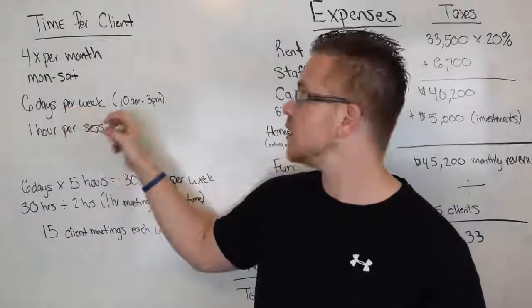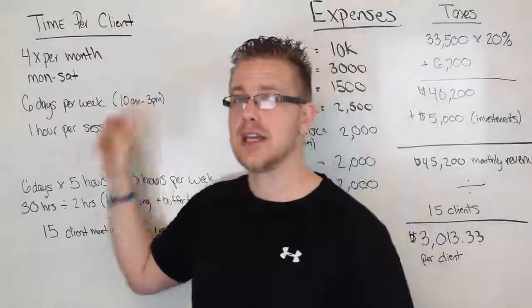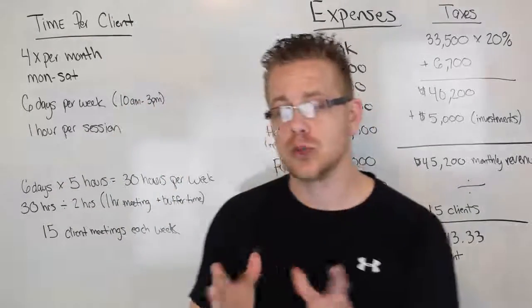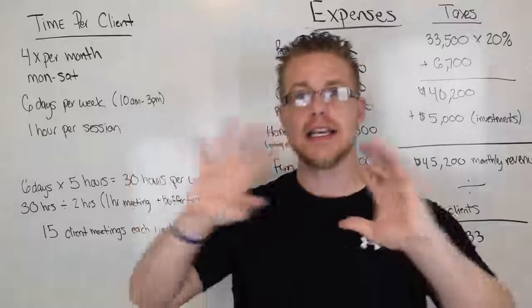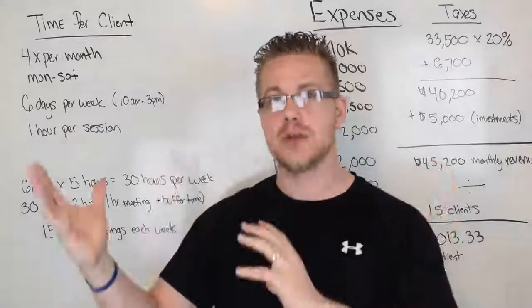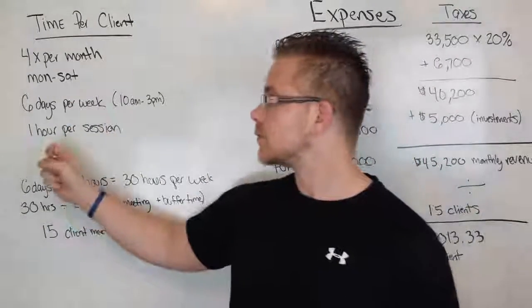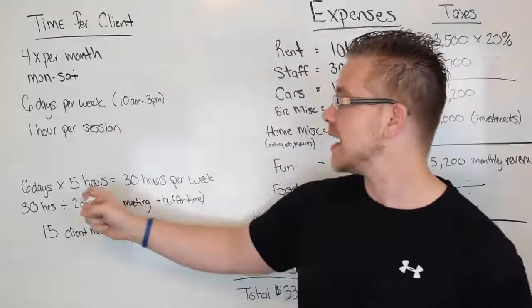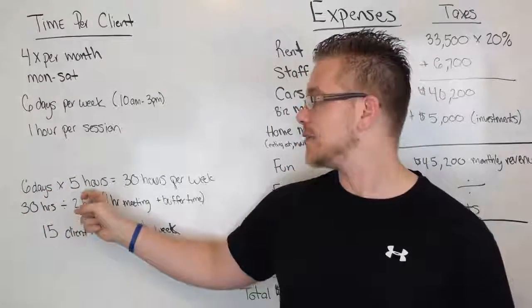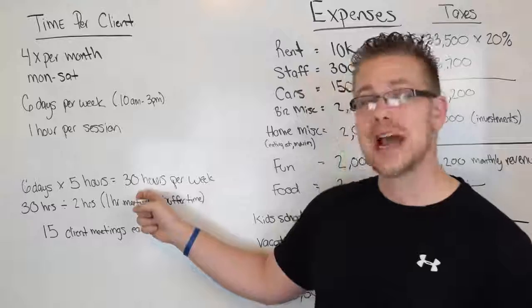So we have 6 days per week from 10 a.m. to 3 p.m. That's when we're trying to get all of our meetings into, right? We're trying to get them from 10 a.m. to 3 p.m., 6 days per week, 1 hour per session, meaning that we're going to do 6 days times 5 hours, right? So we're looking at 30 hours per week.